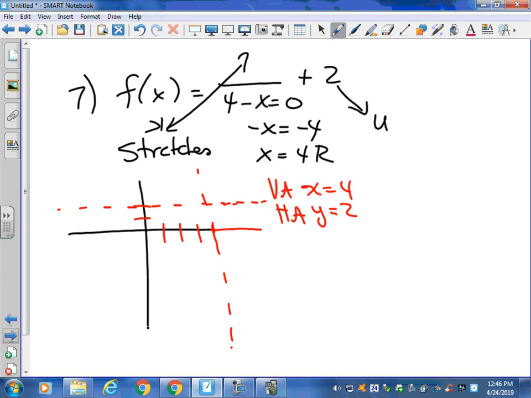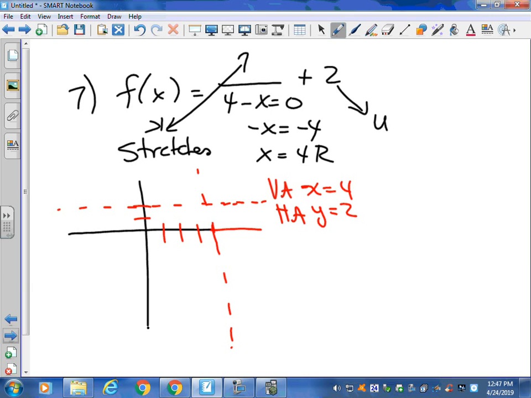And if it don't do both of them, then it stayed at 0. So like if I didn't have that plus 2 on the end, then the horizontal asymptote would be at 0, because it starts at 0 and then it shifts. And then, did I have any reflection in this one? No? So I stay in 1 and 3.